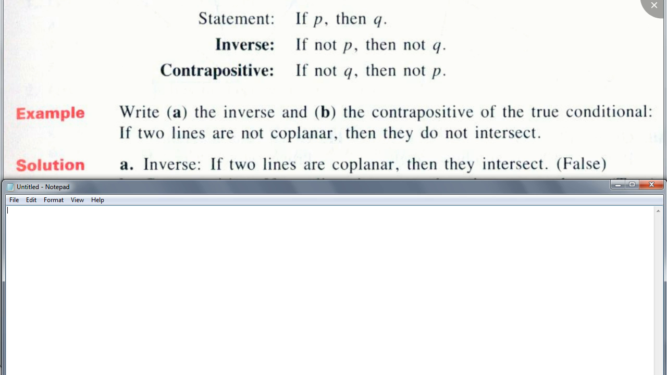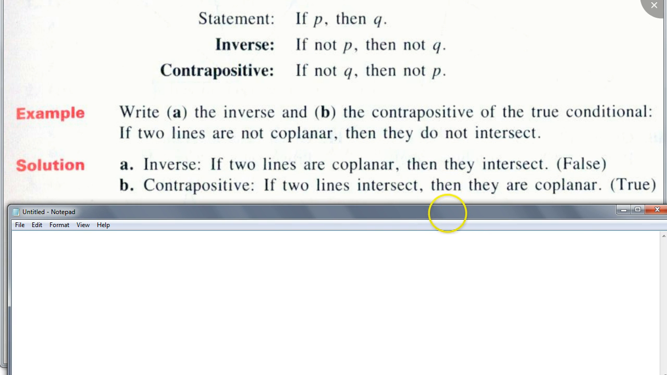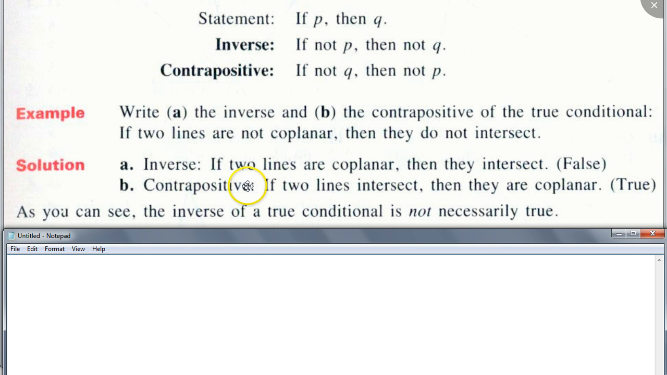What about the contrapositive for this one? Tony? If two lines intersect, then they are coplanar. And this is true, correct? We had a true statement, and when you take the contrapositive of a true statement, it's still true. As you can see, if the statement is true, it doesn't guarantee that the inverse will be true. But if the statement is true, the contrapositive will be true. If the statement was false, the contrapositive will be false. Does that make sense? Question? Where's the not part? It cancels out.